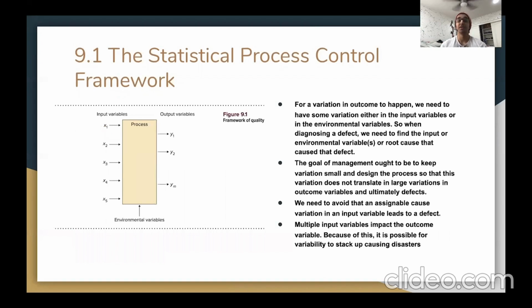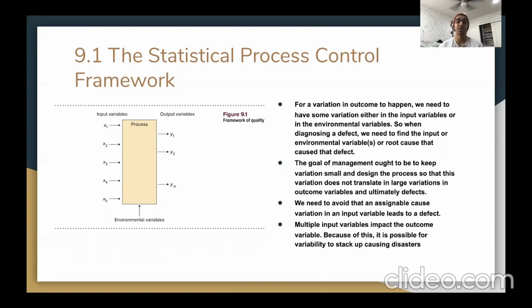Here we have Figure 9.1, which is the framework of quality, and it shows how input variables go through a process and become output variables. Within that process, environmental variables can come in the middle and add defects or changes and give us a different output from what we expected. So for a variation in outcome to happen, we need some variation either in input or in environmental variables. When diagnosing a defect, we need to find the input variable or environmental variable that caused it, in other words, the root cause.